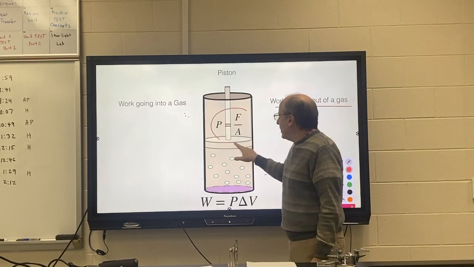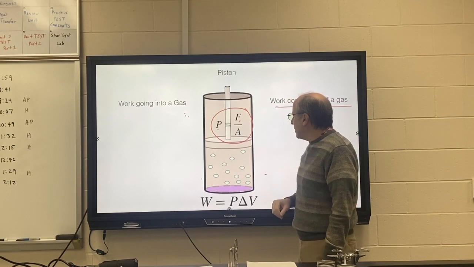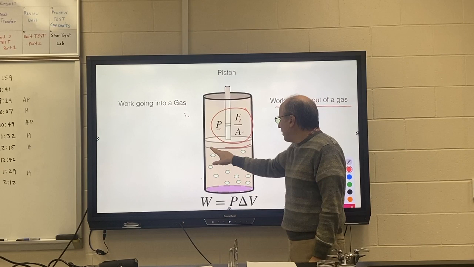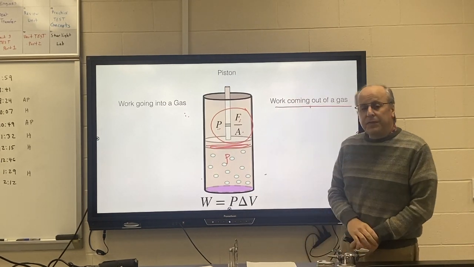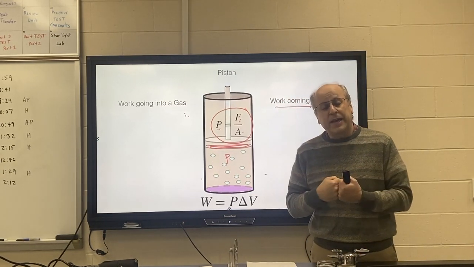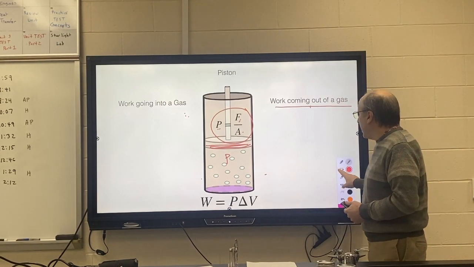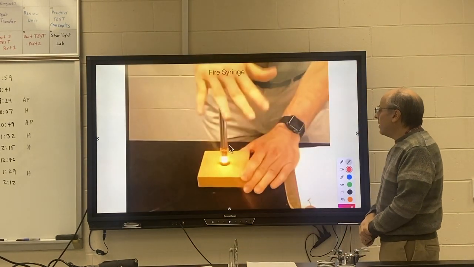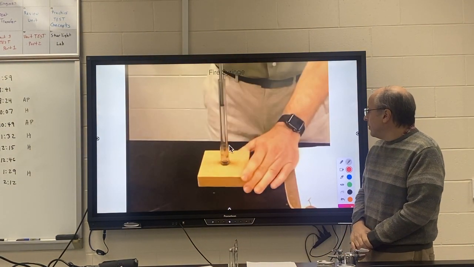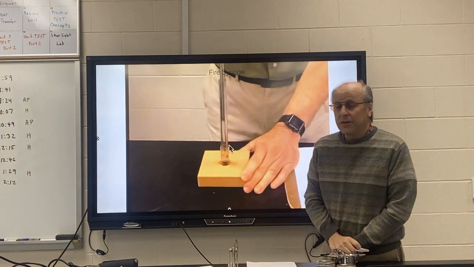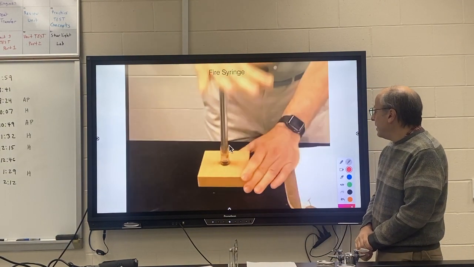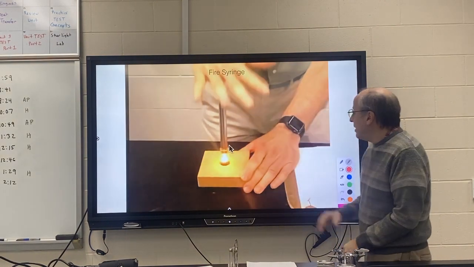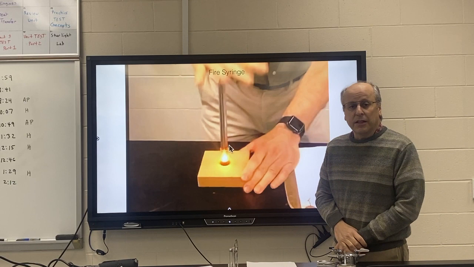Remember that you can also relate the pressure of the gas to the force by using pressure equals force over area. So if we knew the pressure in here and the area of the piston that's being affected by the gas, we can find out how much force it's applying to that piston. Okay, remember the fire syringe where we compressed our piston really quickly. We get a big increase in temperature, we get an increase in pressure, and we could actually cause the object to light.